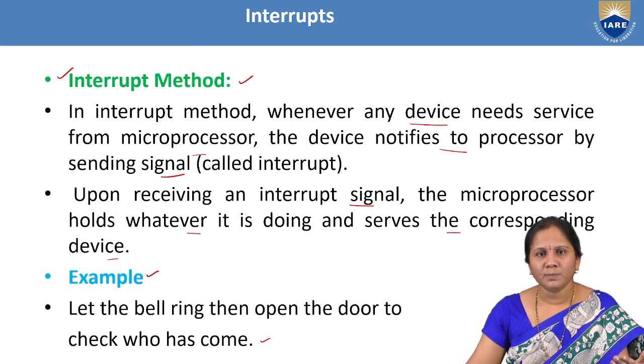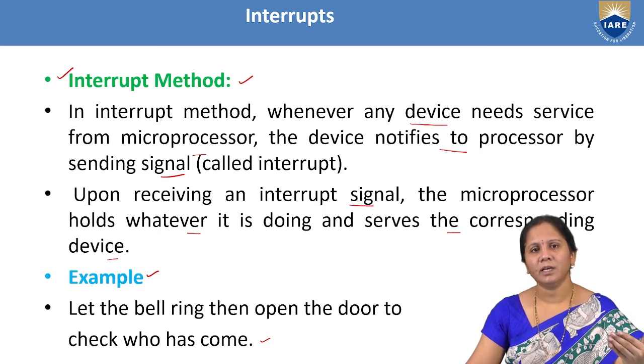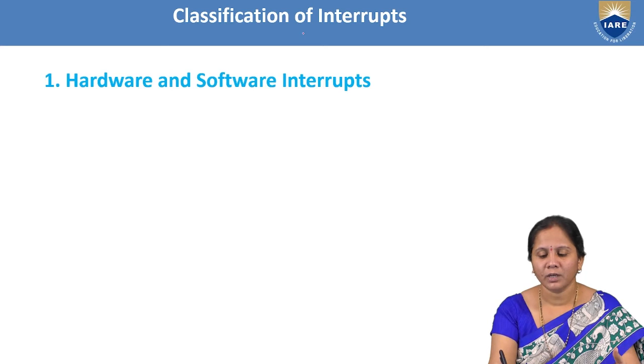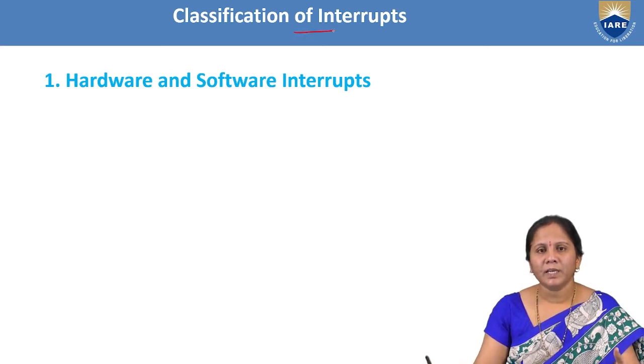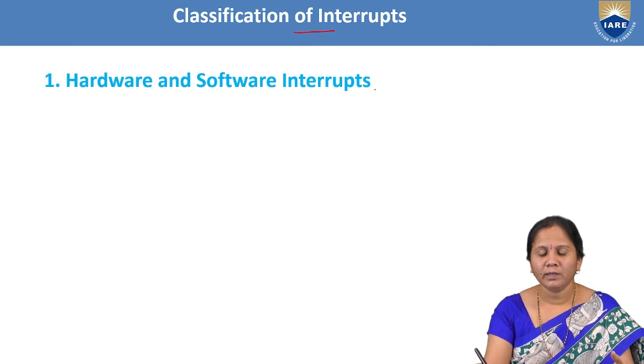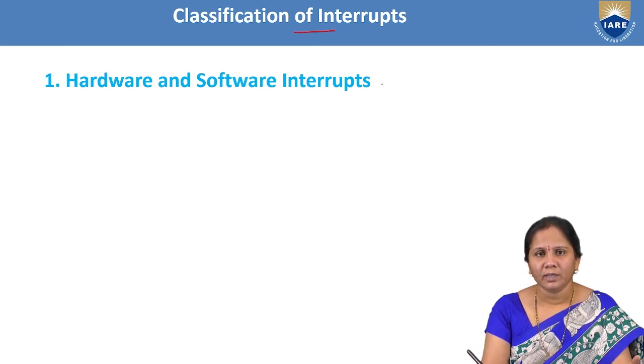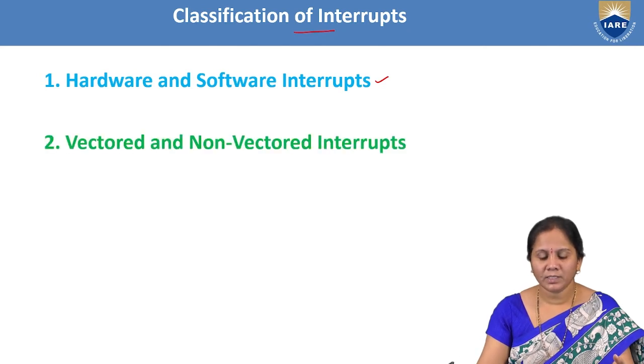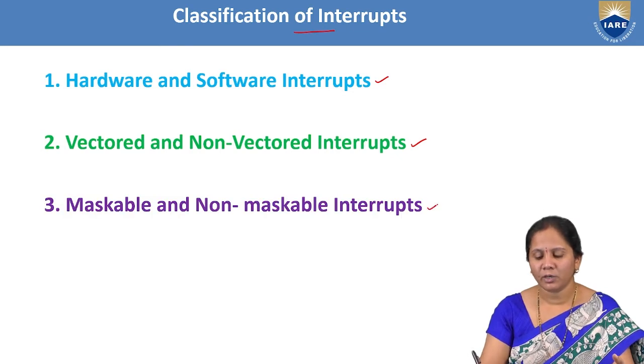So out of the polling method and the interrupt method, since there is a drawback in the polling method, the interrupt method is preferred for data transfer. Now, classification of interrupts. Interrupts are classified into different types. The first classification is hardware and software interrupts, the next one is vectored and non-vectored interrupts, and the next classification is maskable and non-maskable interrupts. We will discuss this classification in detail.